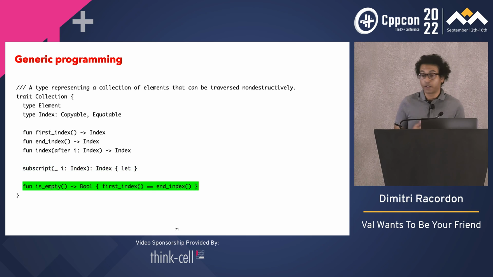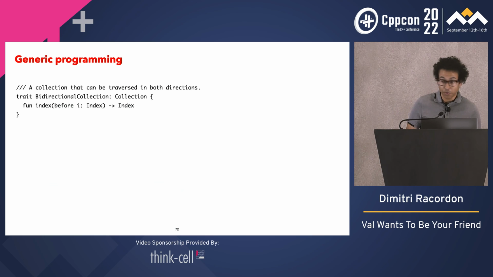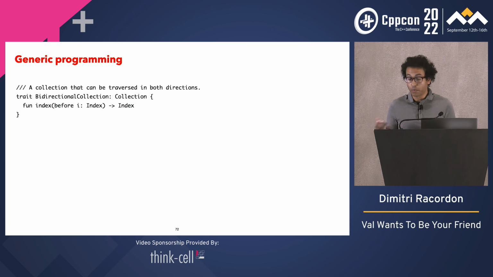A trait may also define requirements that have a default implementation that you can override in the conforming types. Traits can refine other traits by adding new requirements. Here, for example, we're defining a trait that describes bidirectional collections as types that not only conform to collection, but also define a method to produce the position before some other position. That's how we go backwards.